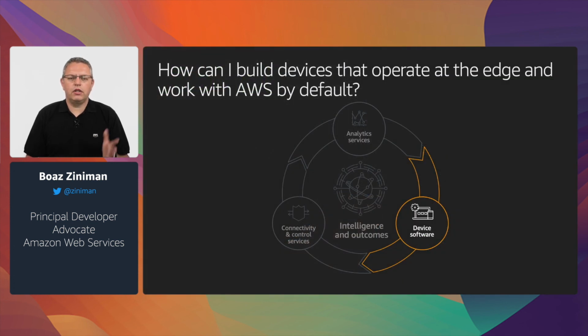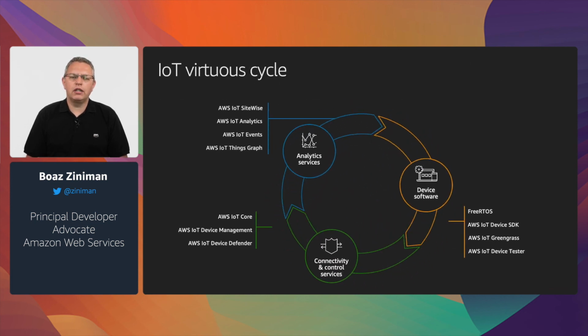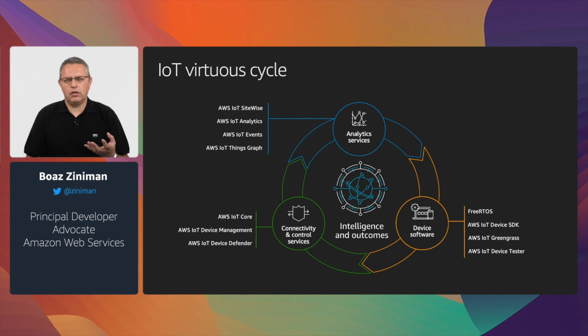So we were talking about connectivity and control services. My next session is going to talk about device software and how I can implement AWS IoT at the edge and what I should take into account when doing that. And the third piece of AWS IoT is analytic services that allow you to take this data, take actions based on this data, analyze it, and eventually solve a business problem. So a very important piece of AWS IoT, and then combining all of them together with the different features and the different tools we're providing. This is how the IoT solution looks these days.